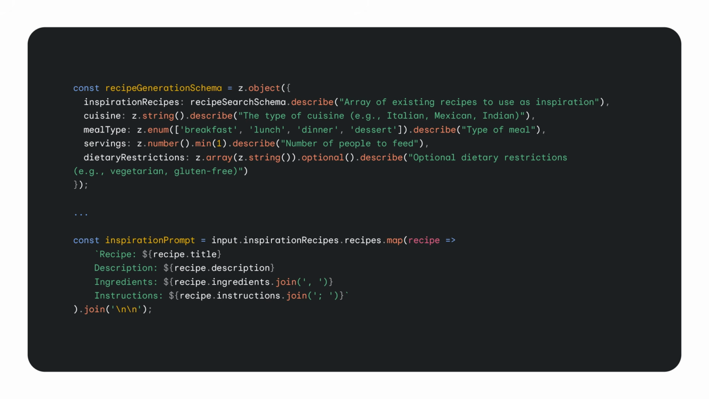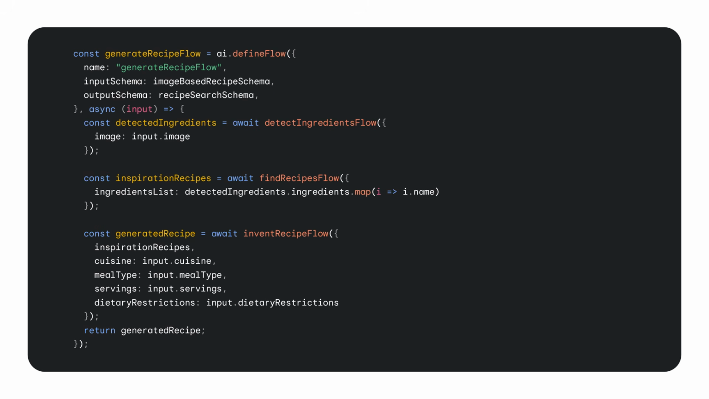Using these recipes, we prompt the model to generate a brand new recipe for the specified number of people, taking inspiration from the recipes found in the database. This flow does a lot with a few lines of code, thanks to Genkit's powerful AI abstractions.